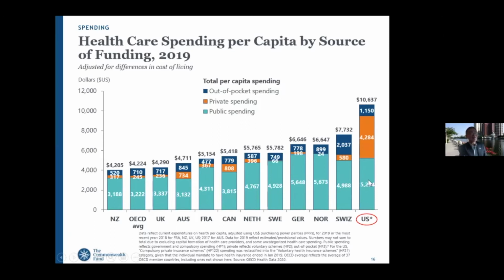And also our public spending alone also exceeds the OECD average. And our private spending constitutes a high percentage of our total. And these are the countries that have universal health care. You can see their public spending constitutes the biggest chunk of their total spending.